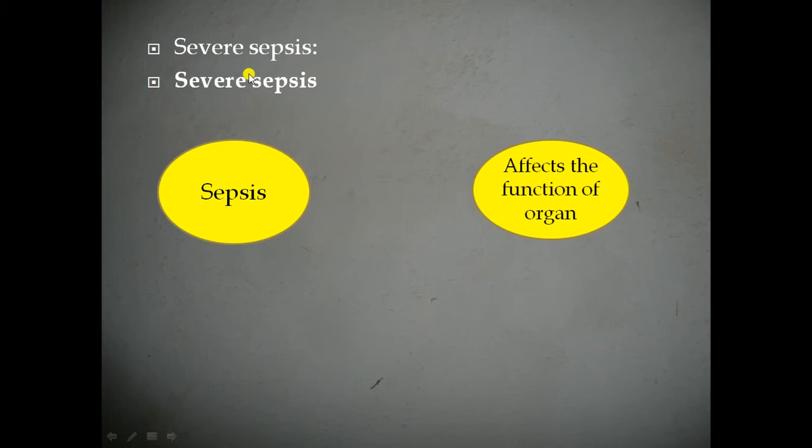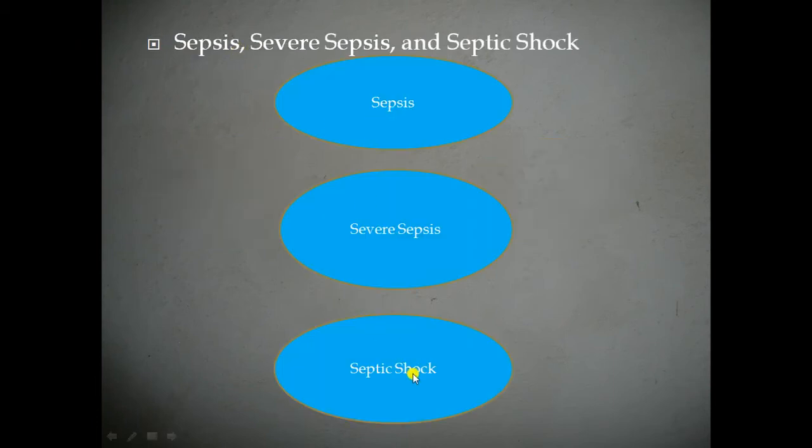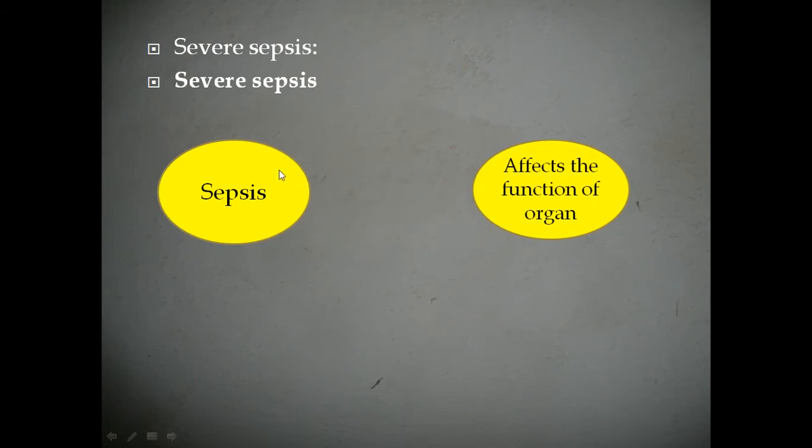So what is severe sepsis? Severe sepsis is the second stage of sepsis. The first stage is sepsis, the second stage is severe sepsis, and the third stage is septic shock. So here you can see, severe sepsis is nothing but the patient will have sepsis, and along with the sepsis the patient will have organ dysfunction also.